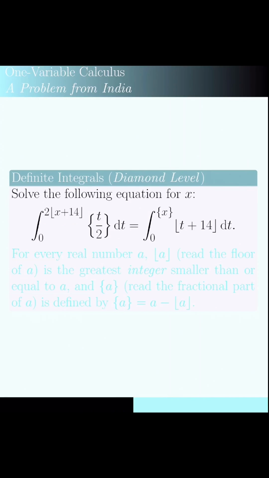For every real number a, this symbol, read the floor of a, is the greatest integer smaller than or equal to a, and curly brackets a, curly brackets closed, read it, the fractional part of a, is defined by this relation. The fractional part of a equals a itself minus the floor of a.